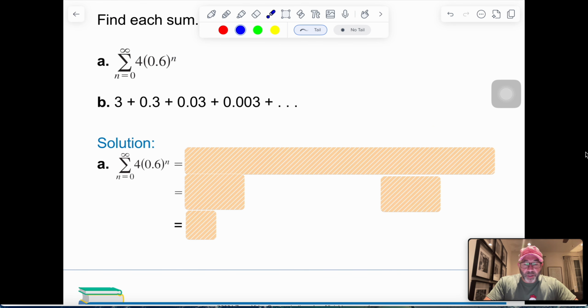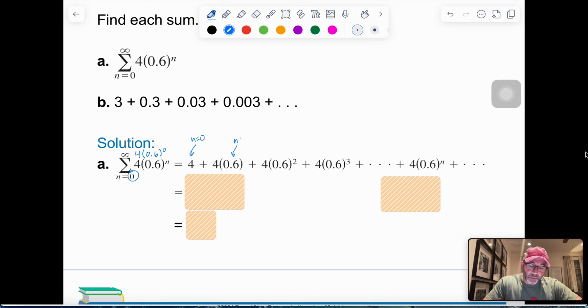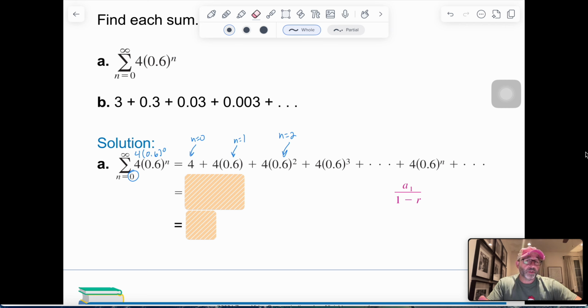So when I put in this first one, 4 times 0.6 to the n power, here's what this looks like. We have 4 times 0.6 to the 0 power, because we're going to start from 0. Anything to the 0 power is equal to 1, so 4 times 1 is just 4. That's where we get this first value, when n is equal to 0. When n is equal to 1, we have 4 times 0.6 to the first power, so it's still just 4 times 0.6. When n is equal to 2, we have 4 times 0.6 to the second, and we can do this again indefinitely.